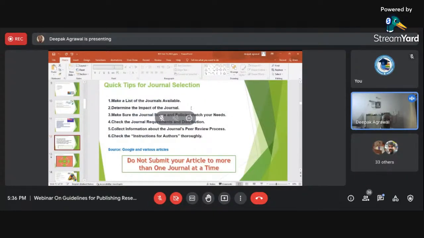So once again, these are the quick tips for journal selection. Make a list of the journals available to you. Again, you may find n number of journals. Out of them, you can identify 10 important journals, go with subdivisions, and go through their websites. Just check if their terms and conditions suit you or not.